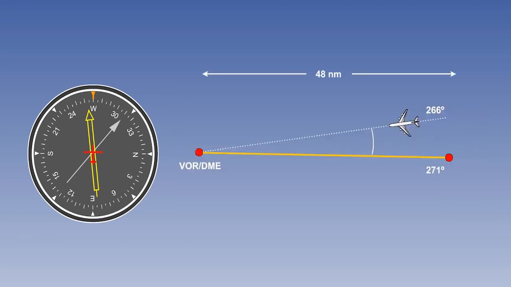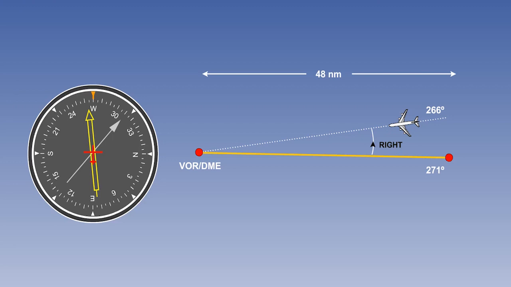You are flying along an airway to a VOR DME. The airway centerline is 271 magnetic. Your radio magnetic indicator tells you that your bearing to the VOR is 266, and your DME range is 48 miles. How far are you off the centerline, and to which side? The airway centerline is 271. Your bearing to the VOR is 266. This means that you need to take up a track to the left. Therefore, you are to the right of the centerline.